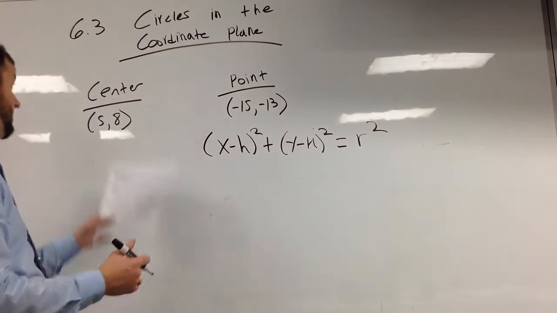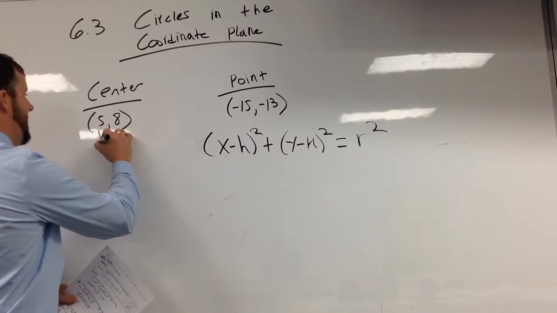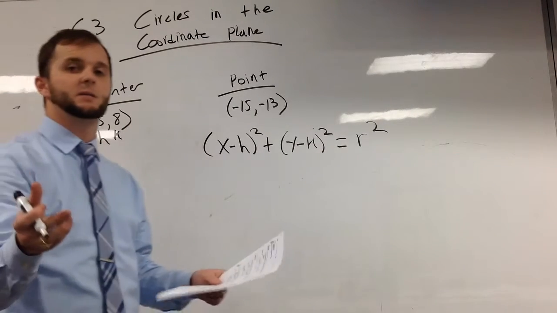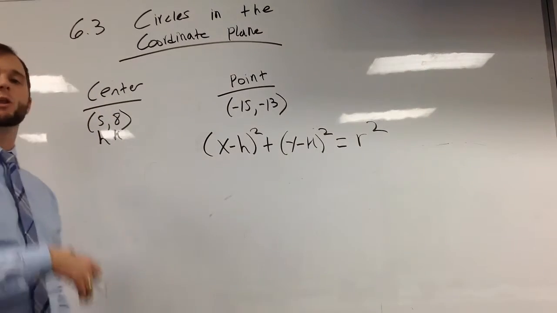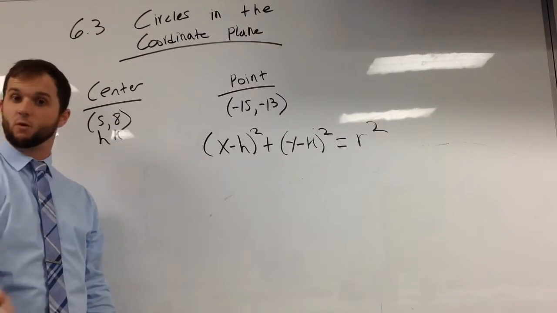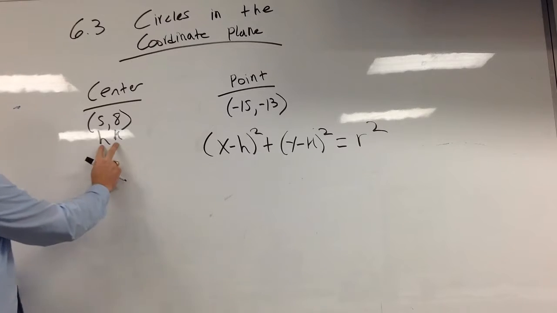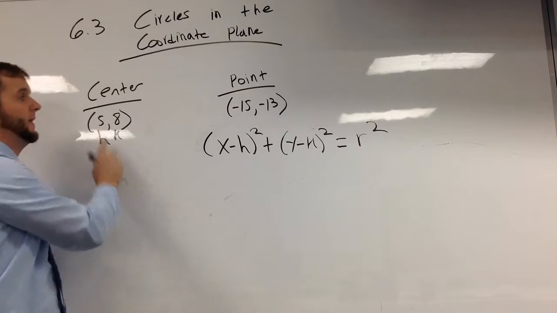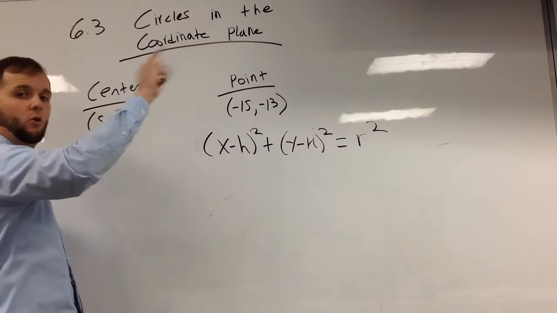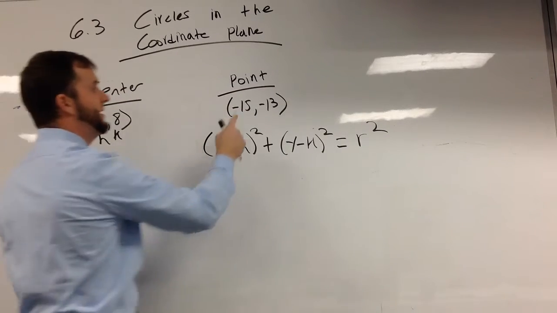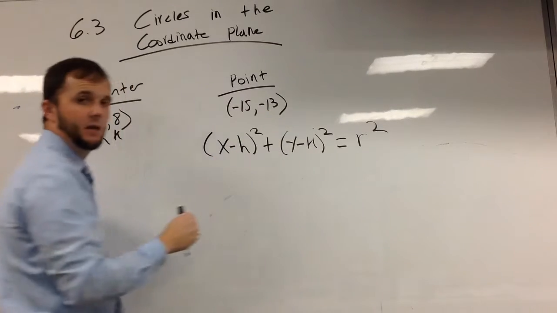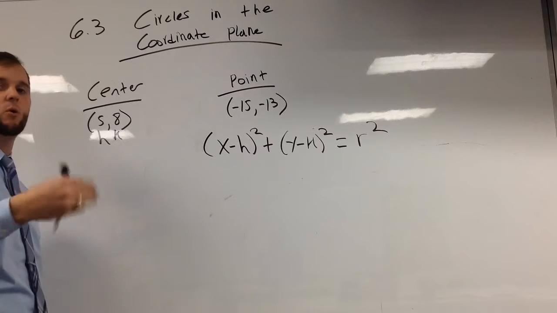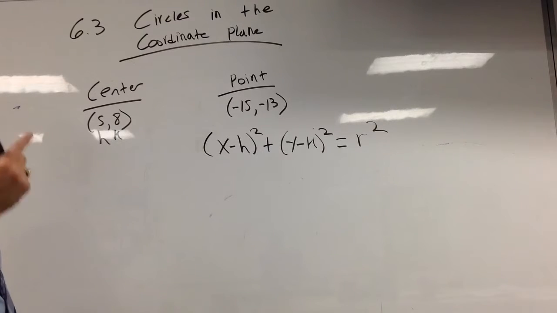So right now, I already have the center, so I already know I have my h and my k, but then I need to find my radius. And back at the beginning of the year, we learned about something called the distance formula. So right here, somewhere on the coordinate plane is my center, 5, 8. And then on the edge of that circle lies a point of -15, -13. So what I'm going to do is I'm going to use these 2 points, and I'm going to use the distance formula to find the radius.